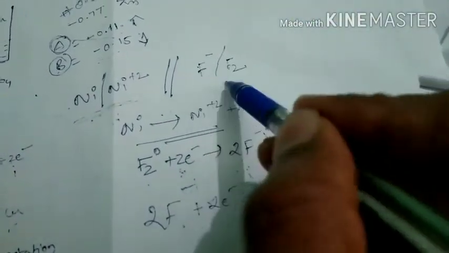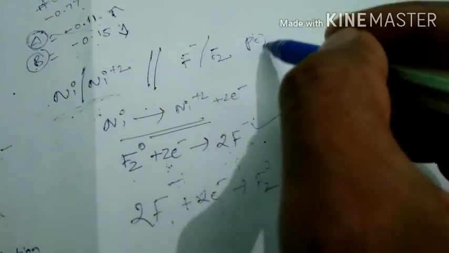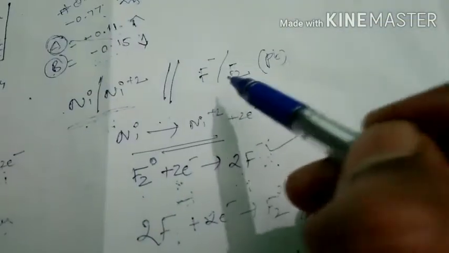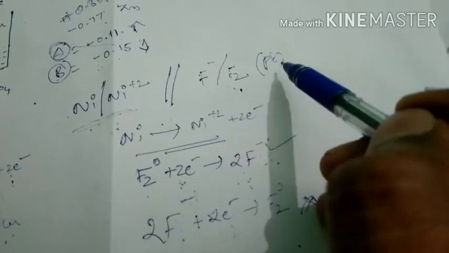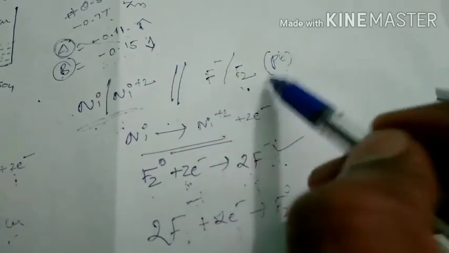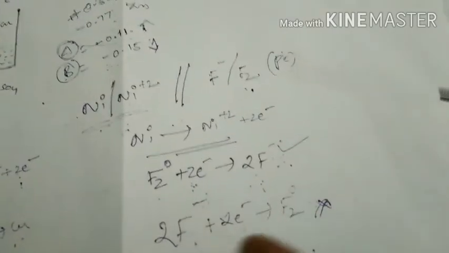And one more point is that nickel is a metal, but fluorine is a non-metal. While taking non-metals in a galvanic cell, we should mention either platinum or palladium beside the non-metals, not in case of metals. I repeat once again, while taking non-metals in a galvanic cell, we should mention platinum or palladium beside the non-metals. So that is the cell representation of a galvanic cell.